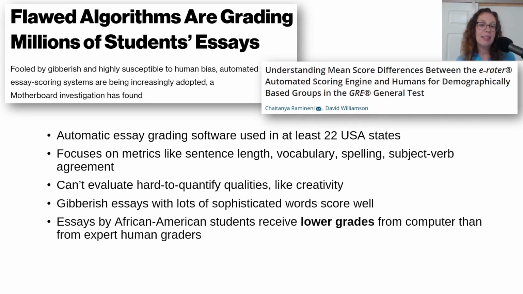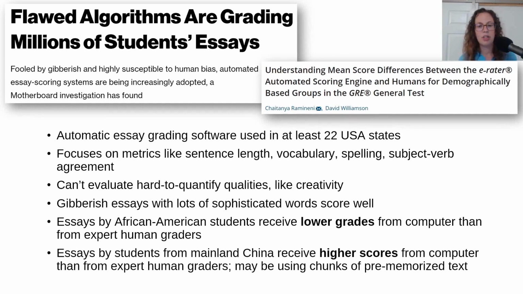There's also bias in this. Essays by African American students received lower grades from the computer than from expert human graders. And essays by students from mainland China received higher scores from the computer than from expert human graders. And the authors of this study thought that this result suggests they may be using chunks of pre-memorized text that score well.